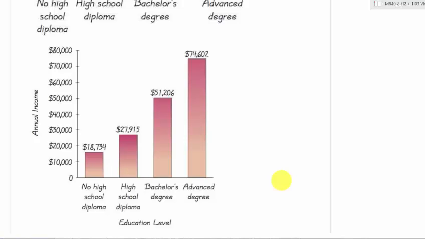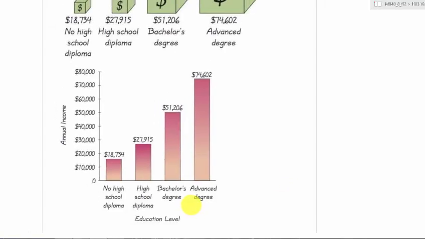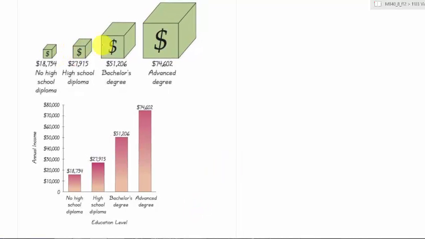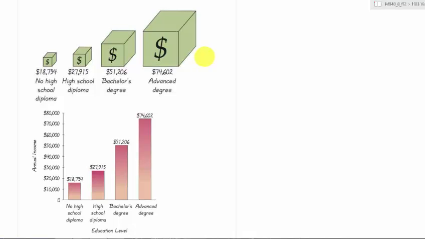So this is the same data. Again, this is a good representation of the data versus using these cubes. So again, this large cube is deceptively bigger than this small cube. And this is a much better way to depict this data.